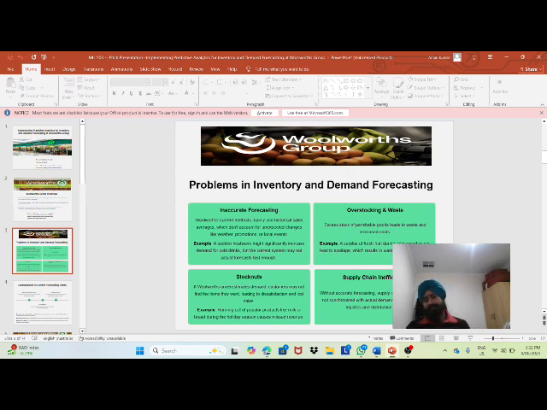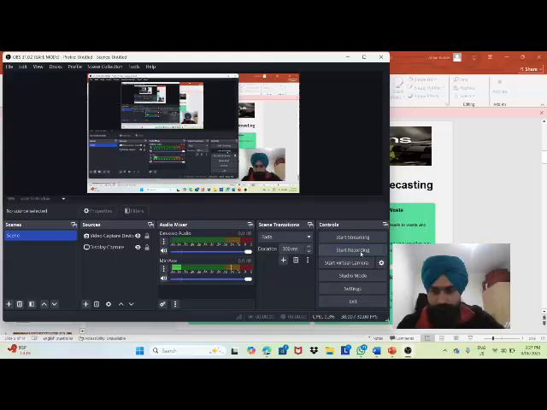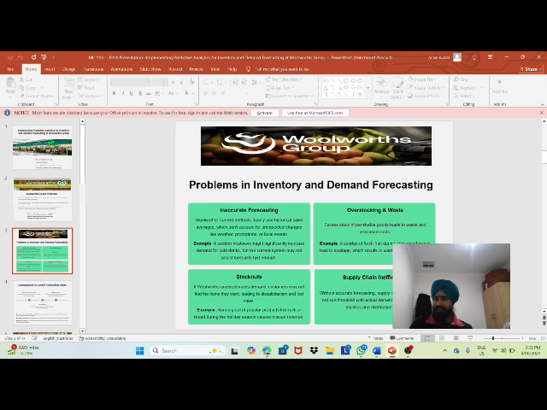And the last one is supply chain inefficiency. Due to inaccurate forecasting, supply chain operations are not synchronized with actual demand, leading to higher logistics and distribution costs. If there is an emergency and we need to get more stock, it takes a lot of cost for the company to meet the demand of the customers.